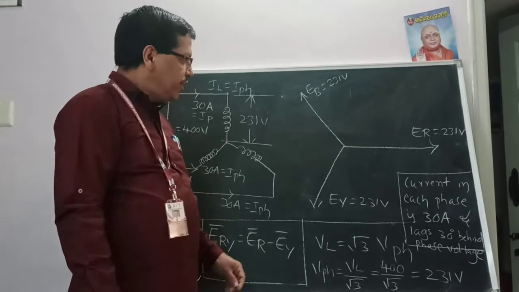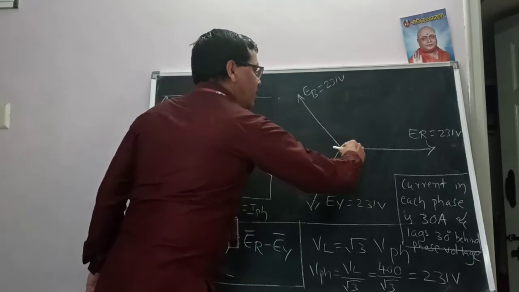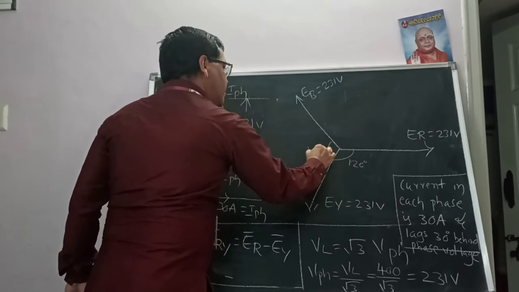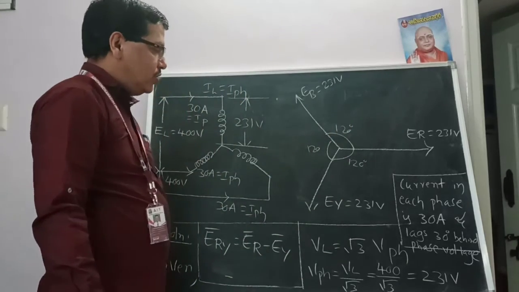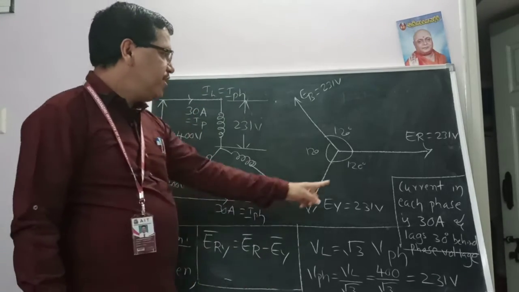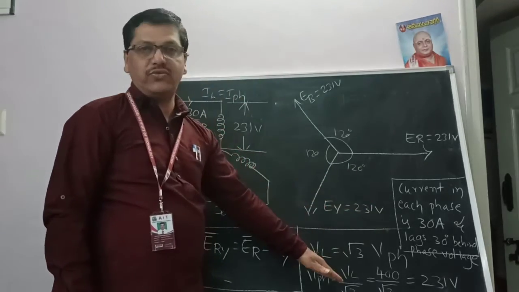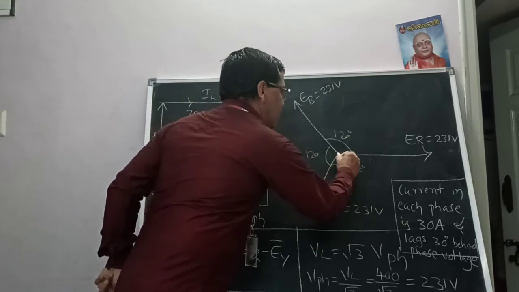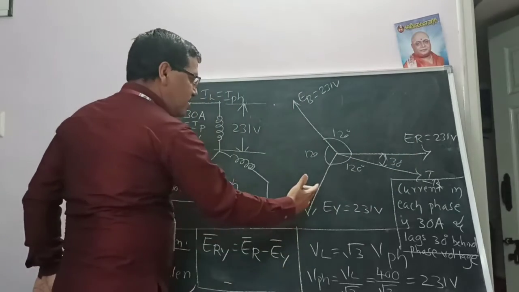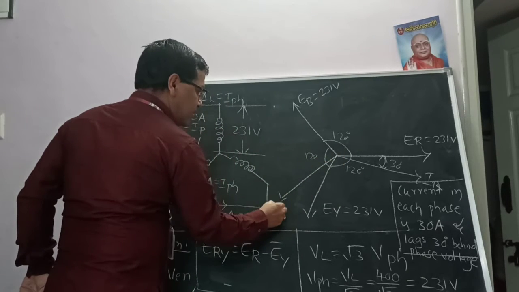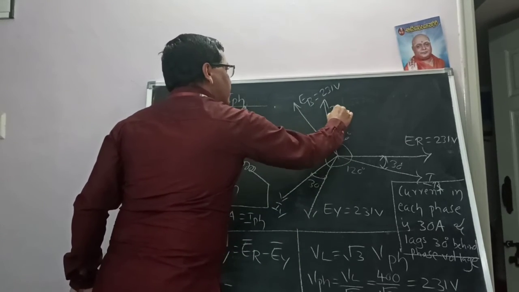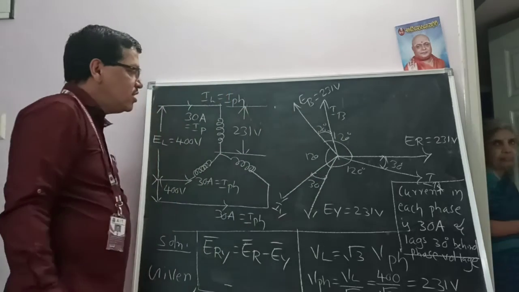But the third factor is that we need to draw the vector diagram. In the vector diagram, you can take ER, 231 volts, as the reference, then EY also the same, then EB also the same. We already know there is a 120 degree phase displacement between them. According to the problem, the current in each phase is 30 amps and lags 30 degrees behind the phase voltage. Suppose this is the phase voltage; for this phase voltage, this is IR, lagging at an angle of 30 degrees. This is the phase voltage EY, and IY lags at an angle of 30 degrees. Then this is the phase voltage EB, and current IB lags at an angle of 30 degrees. So this is the vector diagram.